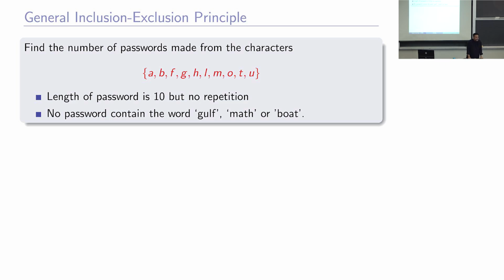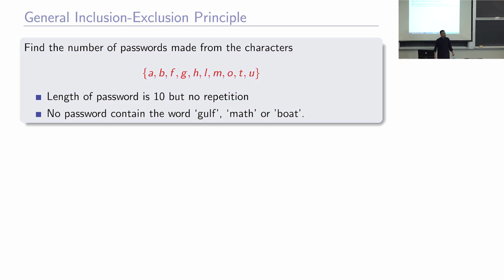Now, where is gulf? It could begin at the first place, the first box. It could begin at the second box, the third box, right? So G at the third place, U at the fourth place, L at the fifth place, and F at the sixth place. Can it begin at the ninth place? It could only begin up to the 10 minus 4, the seventh place. So 7th, 8th, 9th, 10th.